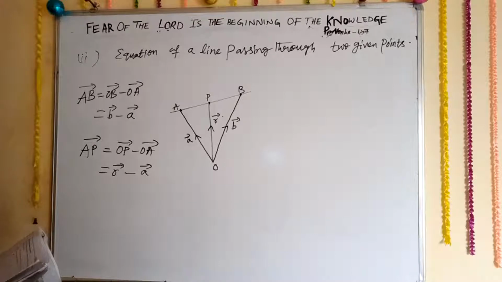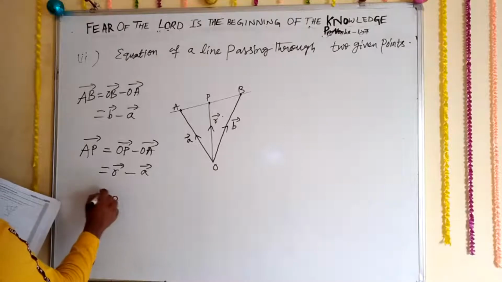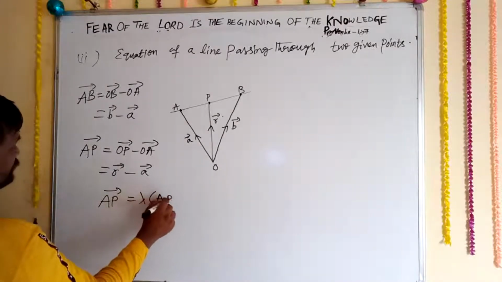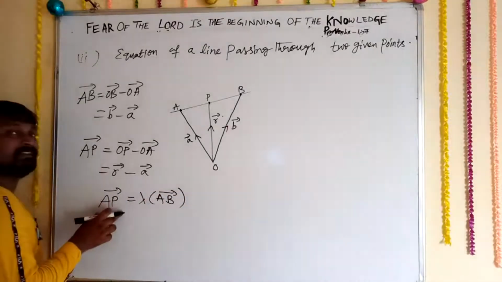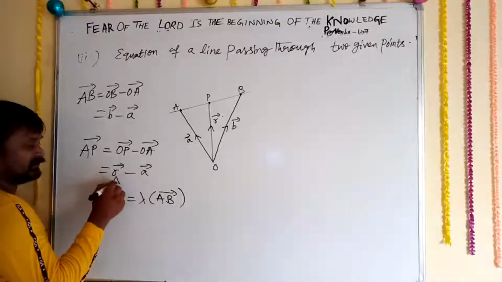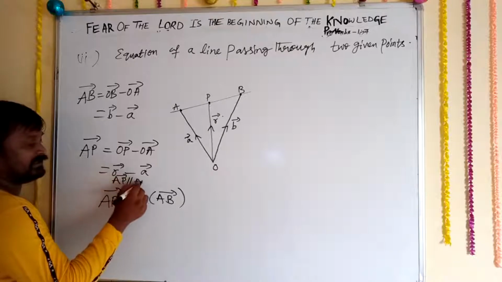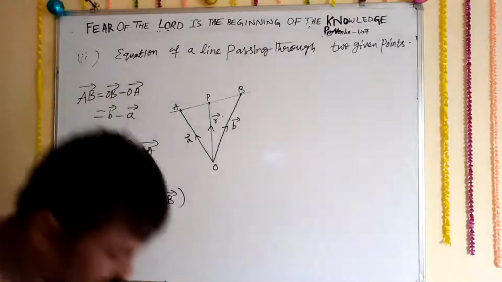So now how to solve this part? Observe carefully now. So I'm going directly. This is AP vector is equal to lambda AB vector. Okay, so AP vector is equal to lambda AB vector. That means your AP is parallel to the AB and it is collinear.